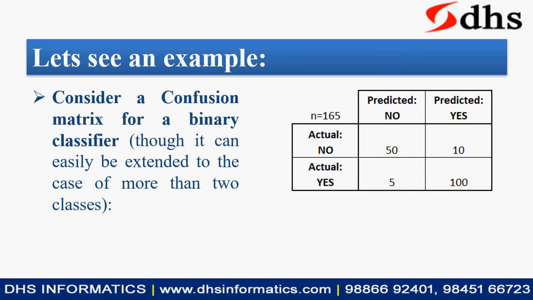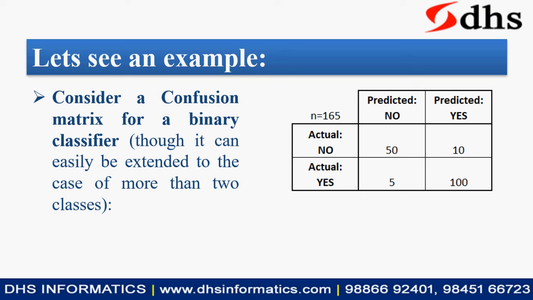How the confusion matrix will look is like the table you are seeing on this slide: predicted no, predicted yes, actual no, actual yes. Consider the confusion matrix for a binary classifier. This table is for binary, and binary means yes or no. Sometimes we can do it with more than 2 classes, which is possible.